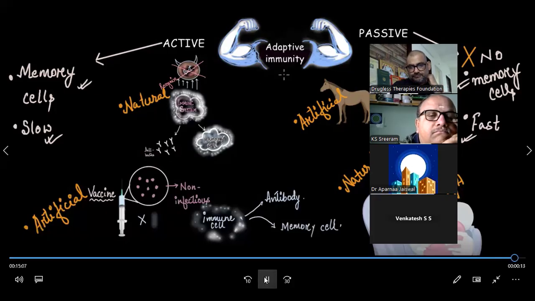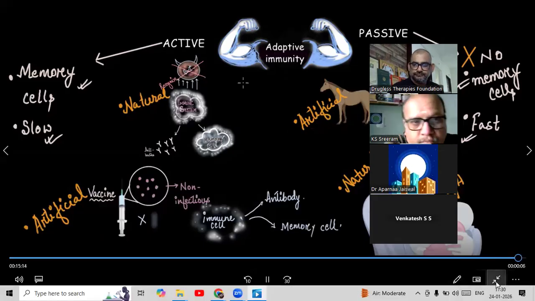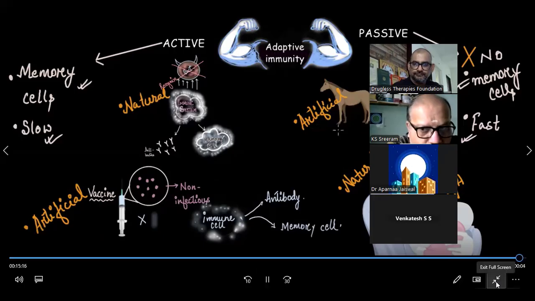So this was all about adaptive immunity. Now you can try and find out more examples and check whether it comes under natural or artificial active and passive immunity.